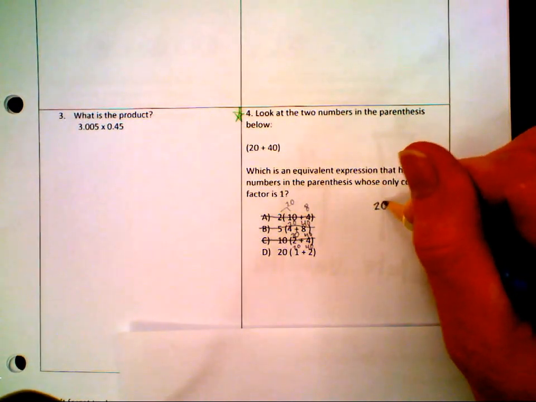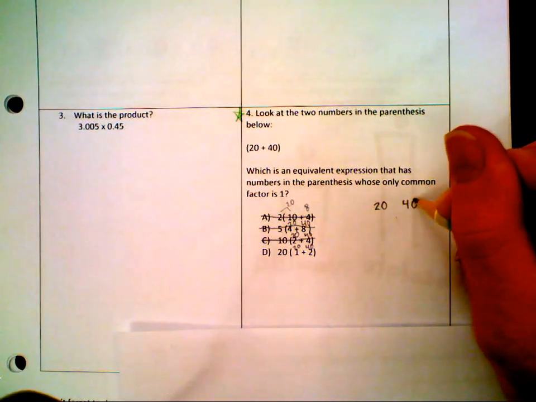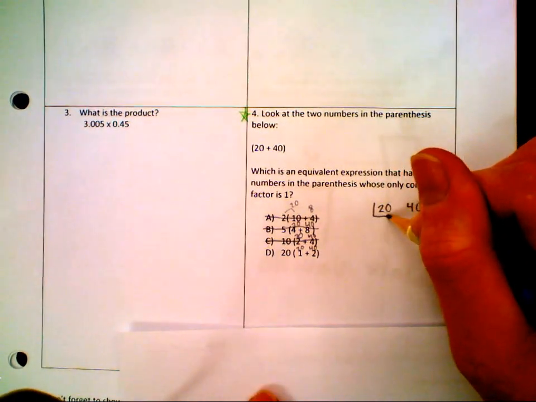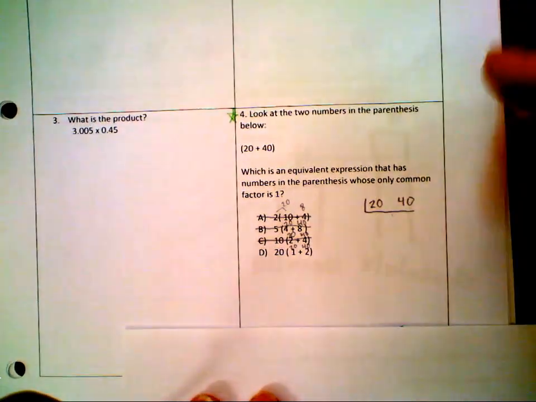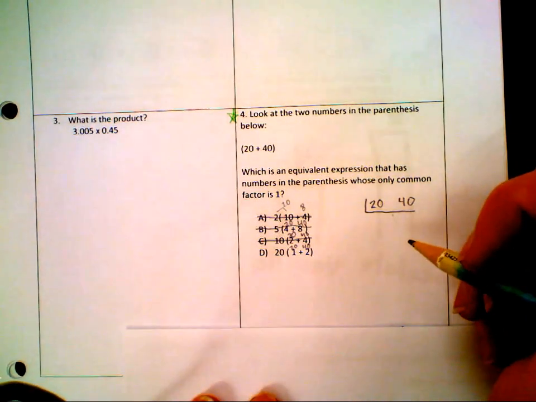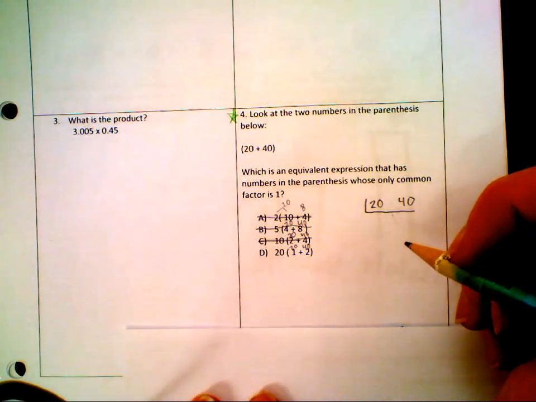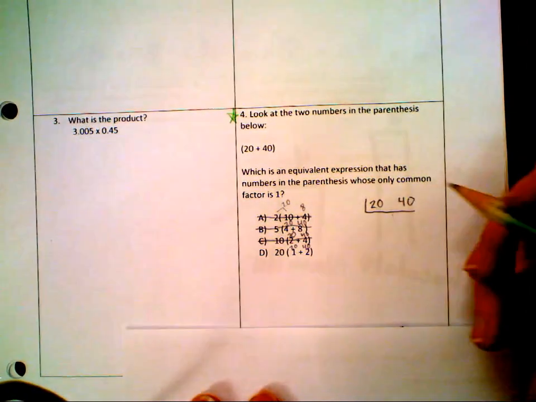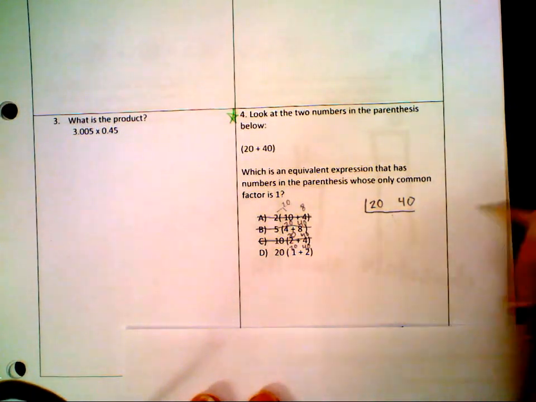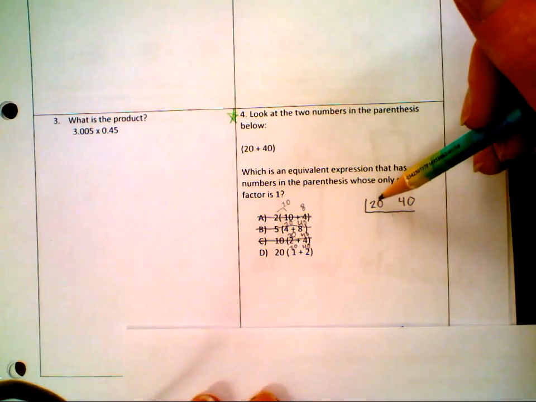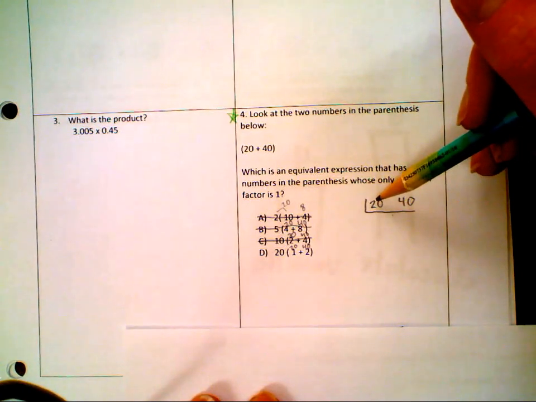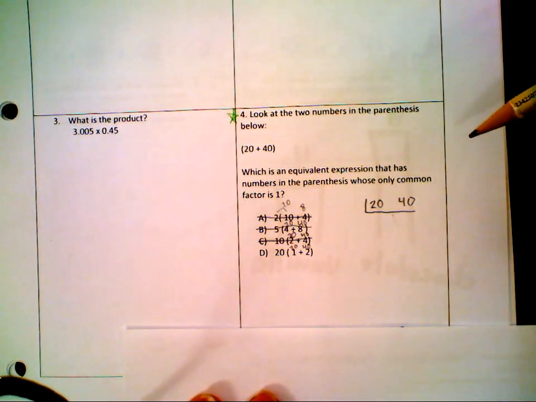Now, another way that we can figure this out is using what Mr. Johnston calls the birthday cake. So we set up our numbers 20 and 40 next to each other, and we do what looks kind of like an upside down division house. What I need to do first is find a common factor that I can take out of both of these numbers. So I see a few options that I have. I could take out 10. Both of these have a factor of 10. They both have a factor of 2. 10 is bigger, so I'm going to try 10.